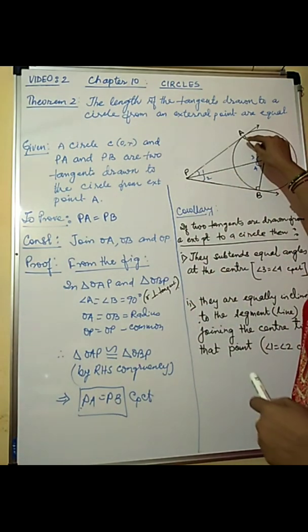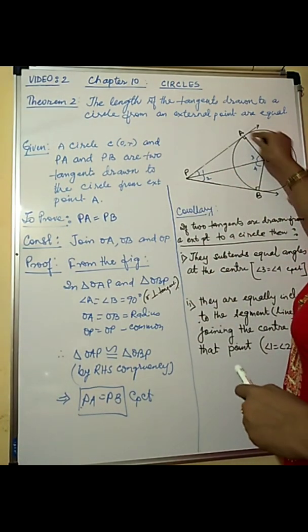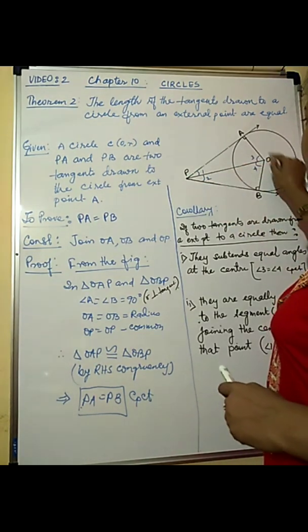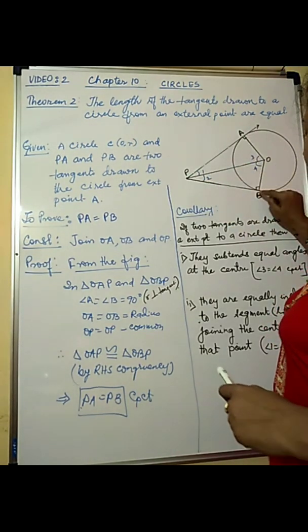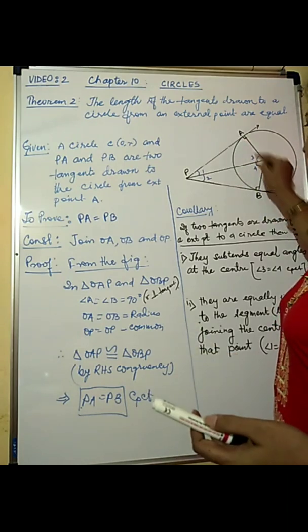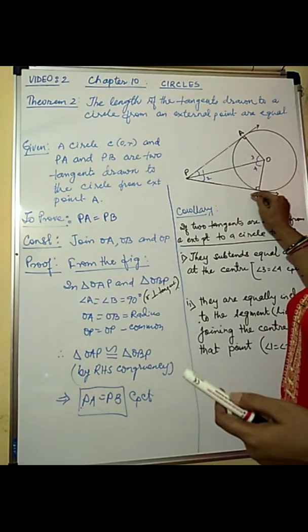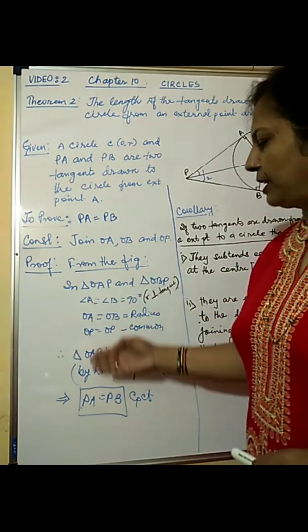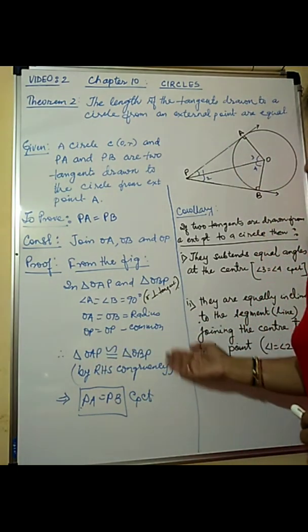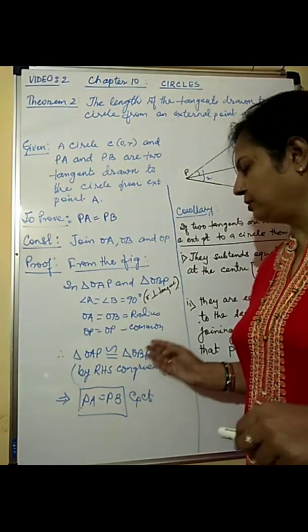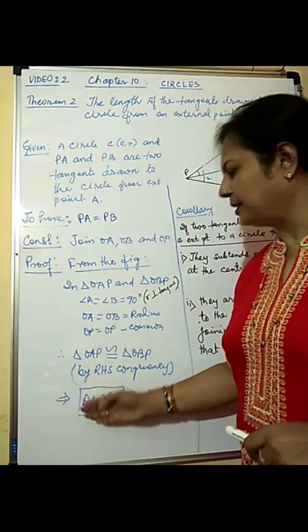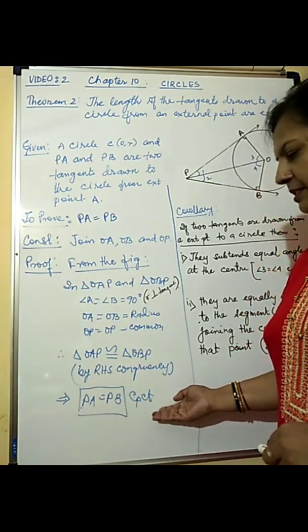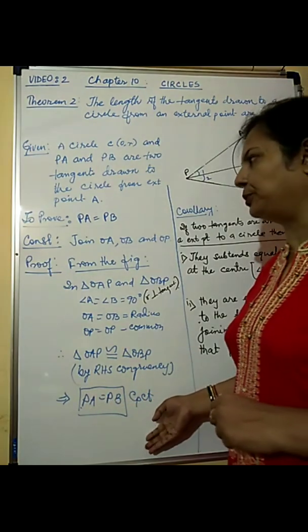So now something we can see is right angle, hypotenuse and one of the sides. The hypotenuse is equal and common, there is a right angle in both triangles, and then there is one side which is equal. So by RHS congruency criteria, the two triangles will be congruent. Hence we get the result AP is equal to BP, or PA is equal to PB. This is by CPCT. So this is what we were supposed to prove.